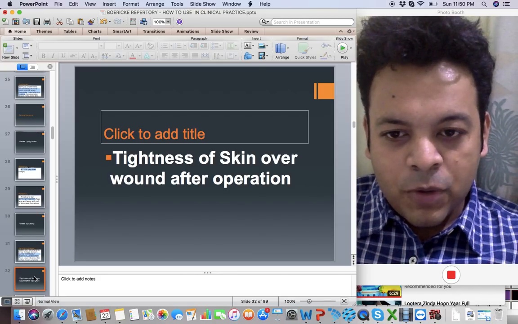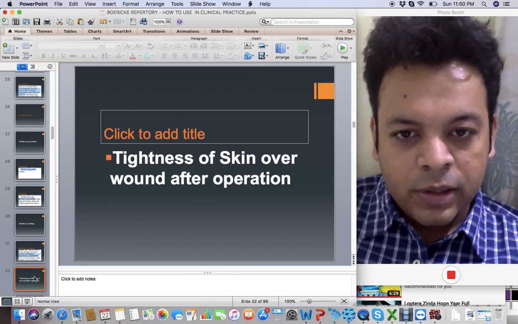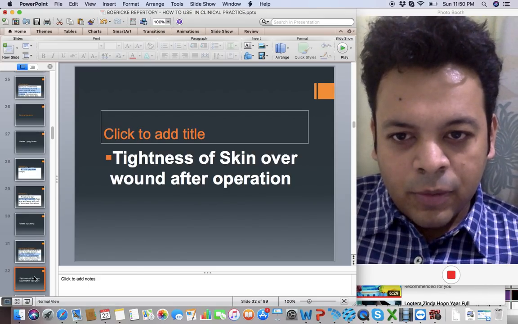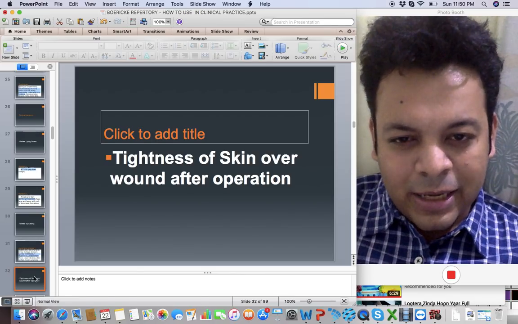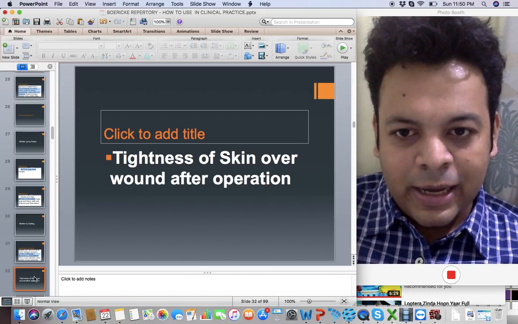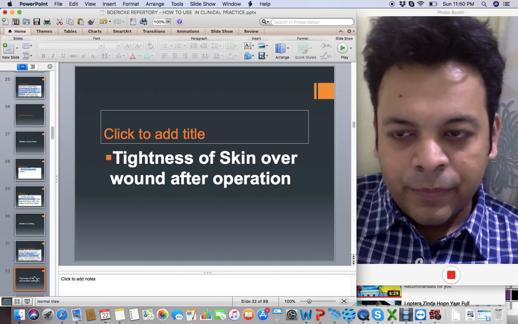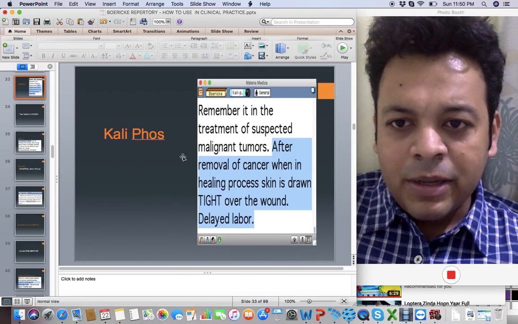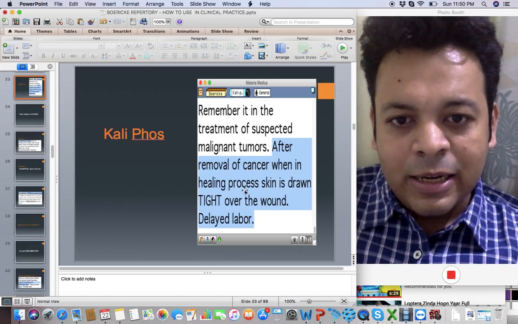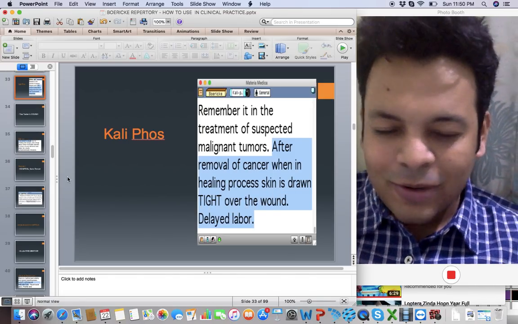This was a case of cancer, a liver cancer, but because of that, there were a lot of wounds in the leg. And there was metastasis to the bone happening. But what was happening was, he got operated, but especially around the skin, it had become very tight. So one homeopath had given calendula for a very long time. I understood the case and I gave a remedy, a very interesting remedy after studying. The remedy is Kali phos. It's written in Kali phos, after removal of cancer, when healing process, the skin is drawn tight in the wound. So interesting, I will tell you.